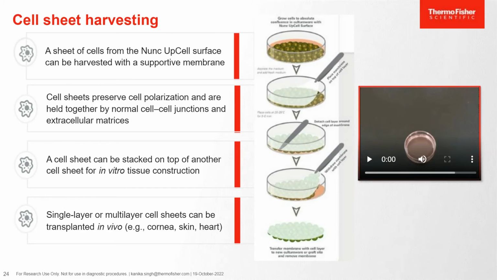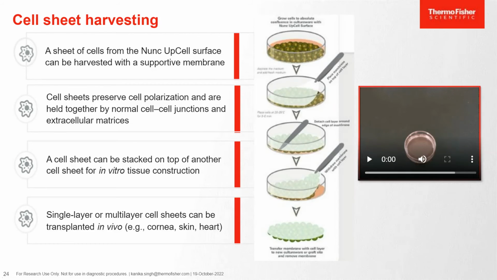And this sheet can be transferred to the host surface. I'll just play a video to give you a quick glance on how it is done. So there's a dish. You remove the media first. You keep it at room temperature. Put the cell shifter on. You peel it off, and then you transfer it to the host surface.